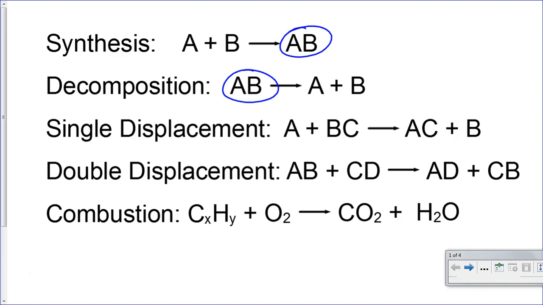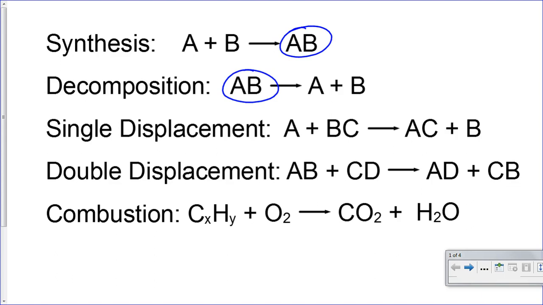All right. So in a synthesis means we're making something. And so there's just one product. In decomposition, that means something is coming apart. All right, so we have one thing on the reactant side and it's breaking up into 2 different things. And so they're sort of opposites of one another, and that's how you would identify those.